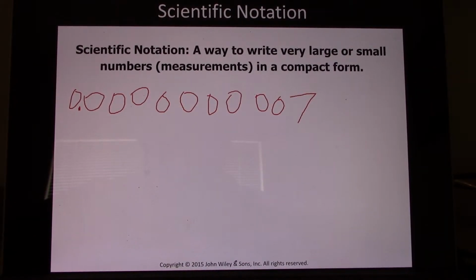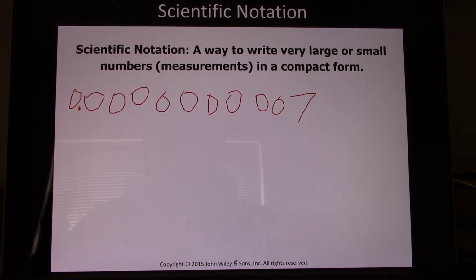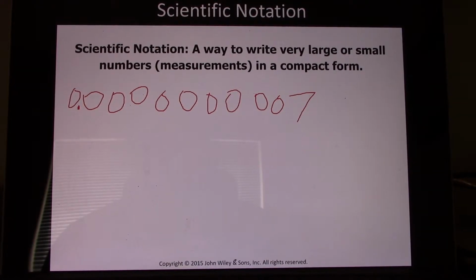So really big numbers, we could also make up a gigantic number. 80000000000000. If you had to write that multiple times, it's easy to actually get an extra 0 or miss a 0. And so scientific notation is a way to write very large numbers and very small numbers in a compact form.